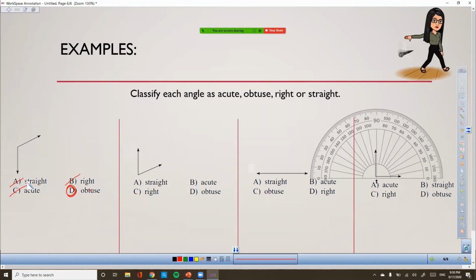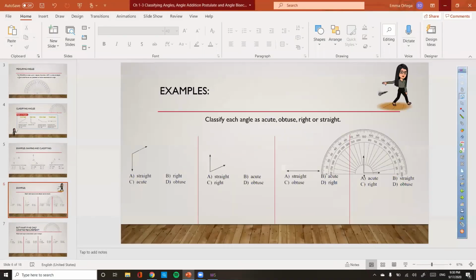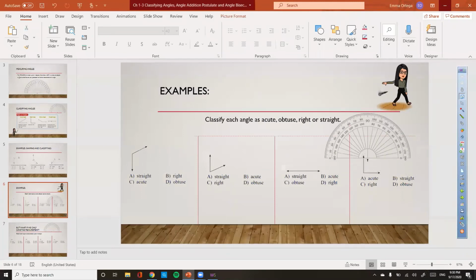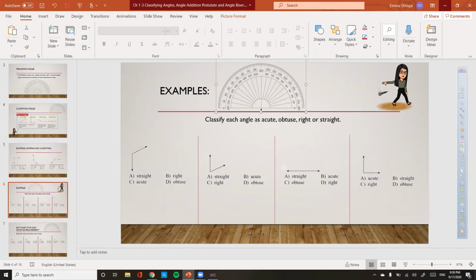All right, if we look at this next example over here, I went ahead and put a little protractor here in case I can use it for an example. If you can see here, this angle right here is obviously less than 90 degrees. So in this case, it has to be an acute angle.